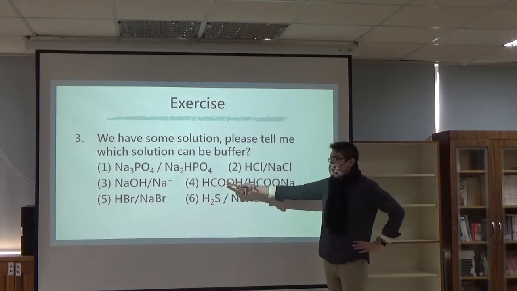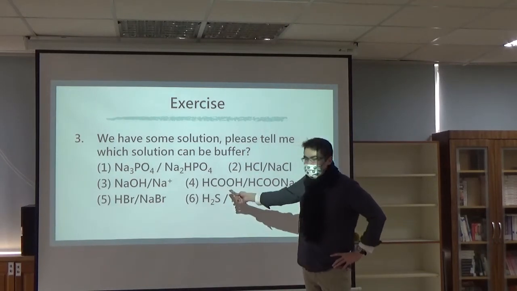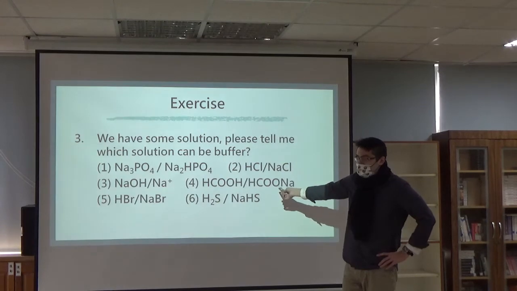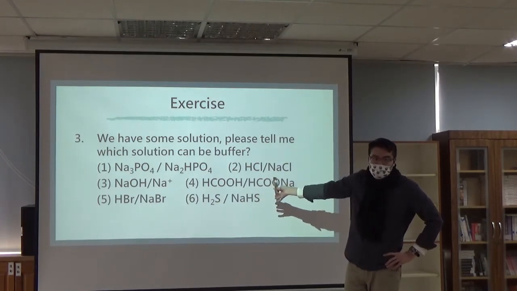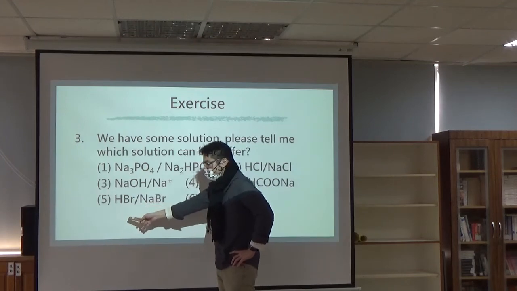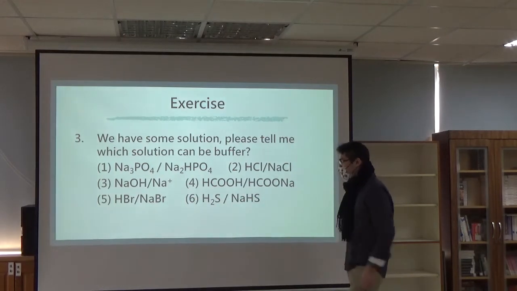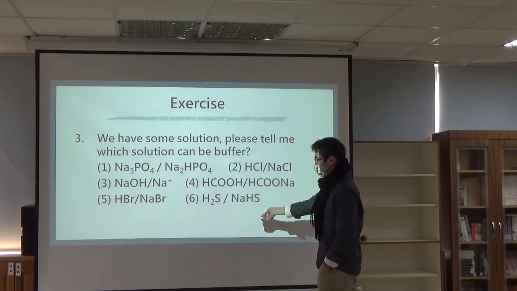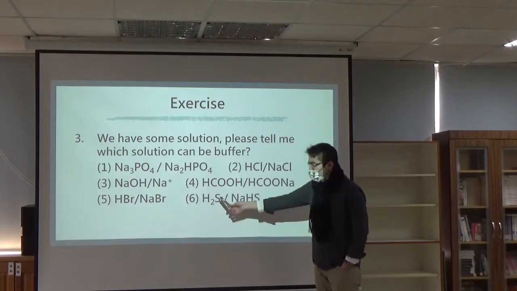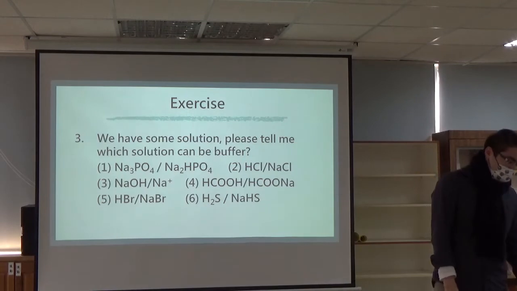And number 4, HCOOH and HCOONa. Is HCOOH a weak or strong acid? Weak. A weak acid, so with its conjugate base it can form a buffer solution. Yes, so 4 is also a buffer. And number 5, HBr, like HCl, is a strong acid. So is it a buffer? No. And the last one, H2S and NaHS. H2S is a weak acid, so it's a buffer, because it is a weak acid and its conjugate base. Okay.